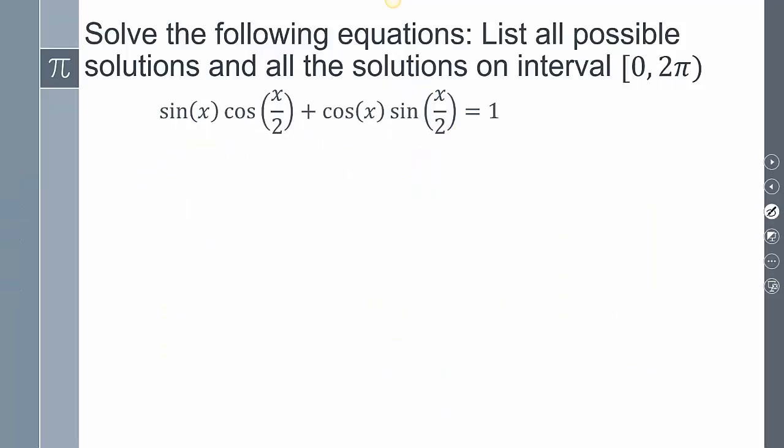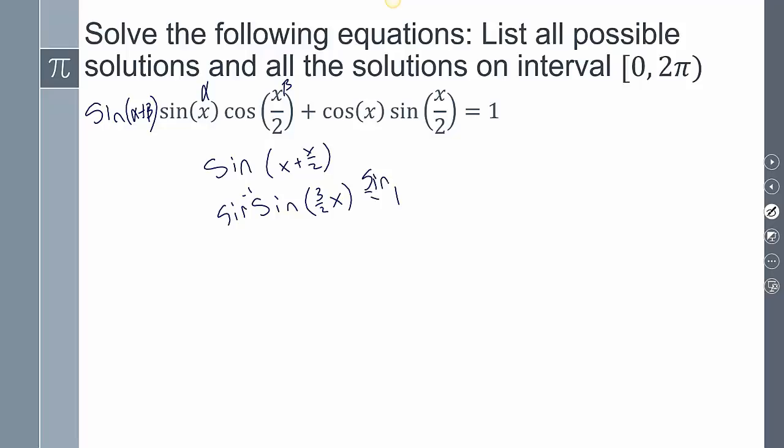Now for this last one, I know it seems a little confusing, but this is actually a sum and difference identity. This is actually the sine of alpha plus beta. If we recognize that that's my alpha and that's my beta, I can now say that this turns into the sine of x plus x over 2. And so this will become the sine of 3 over 2 x equals 1. And then take the sine inverse to both sides and solve from there.